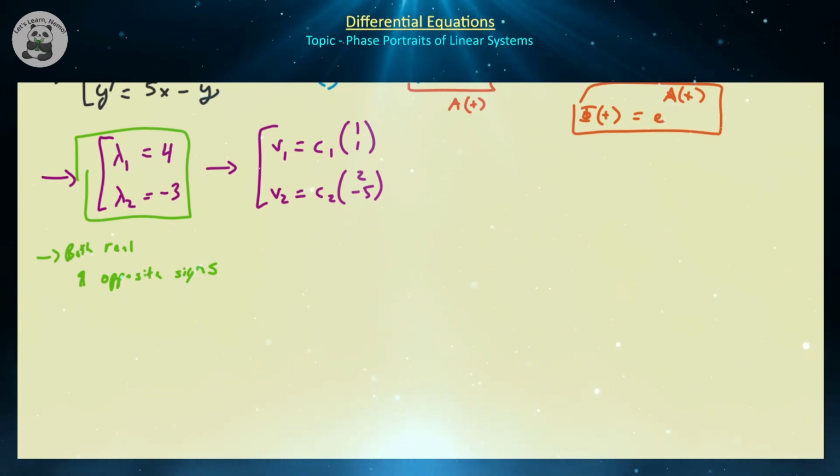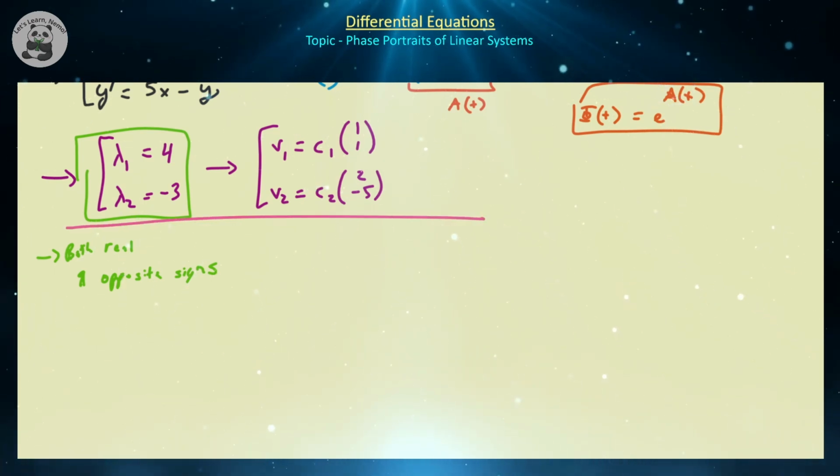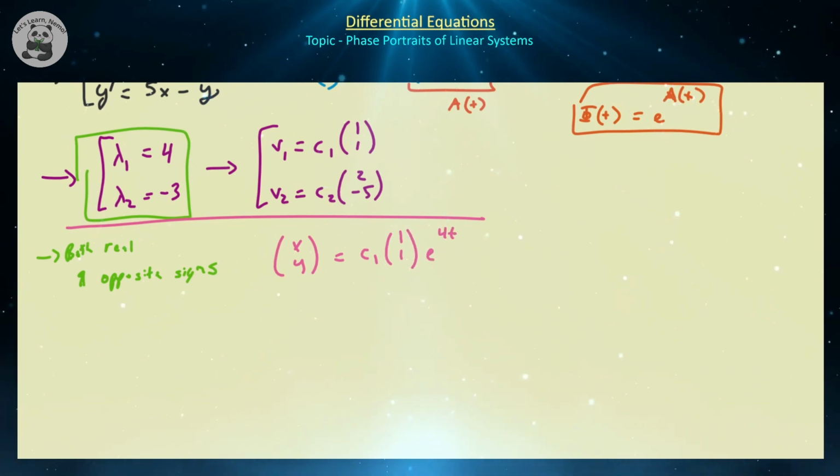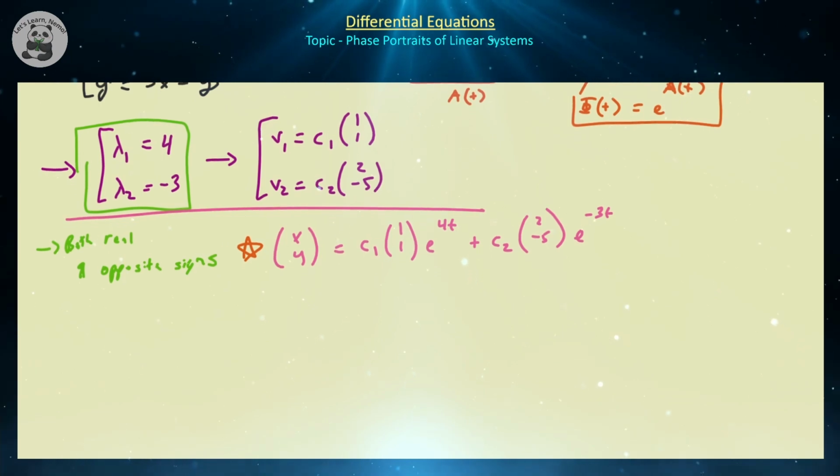So, aside from those little comments, we can state the actual solution to be [x y] is equal to c1 (1, 1) times e to the 4t, plus c2 (2, -5) times e to the -3t, and that would be the solution to our system of differential equations.